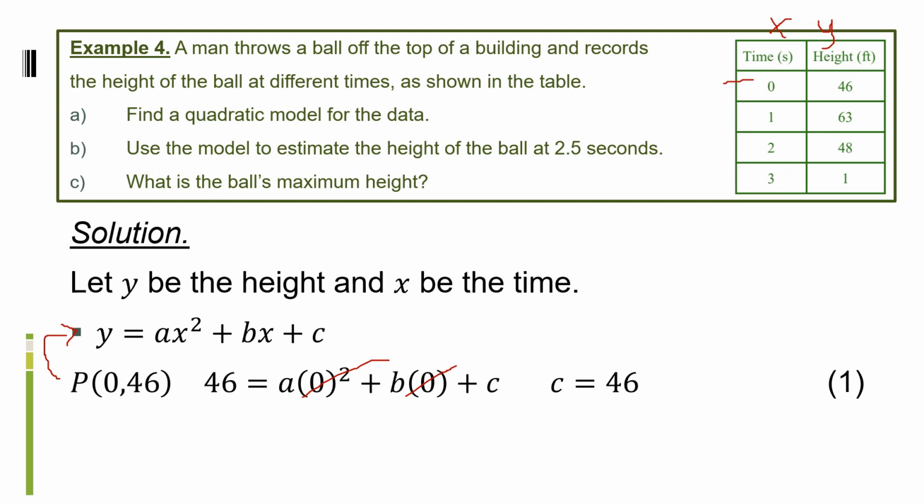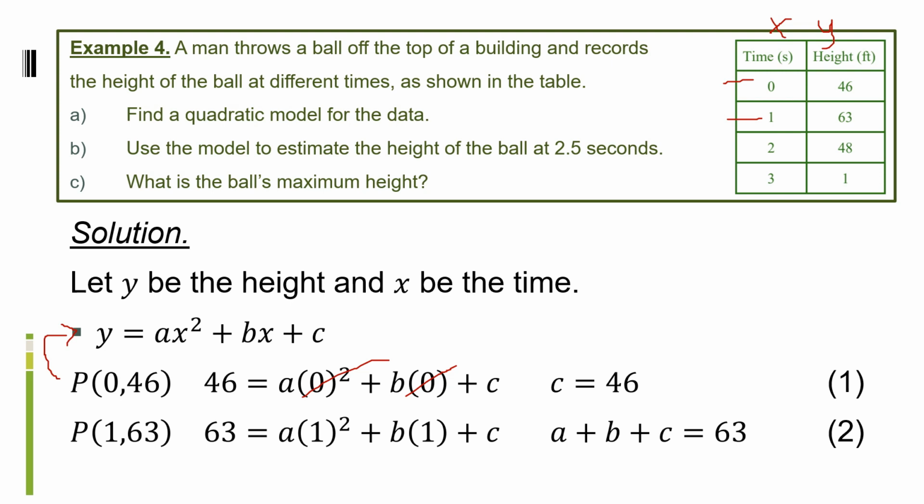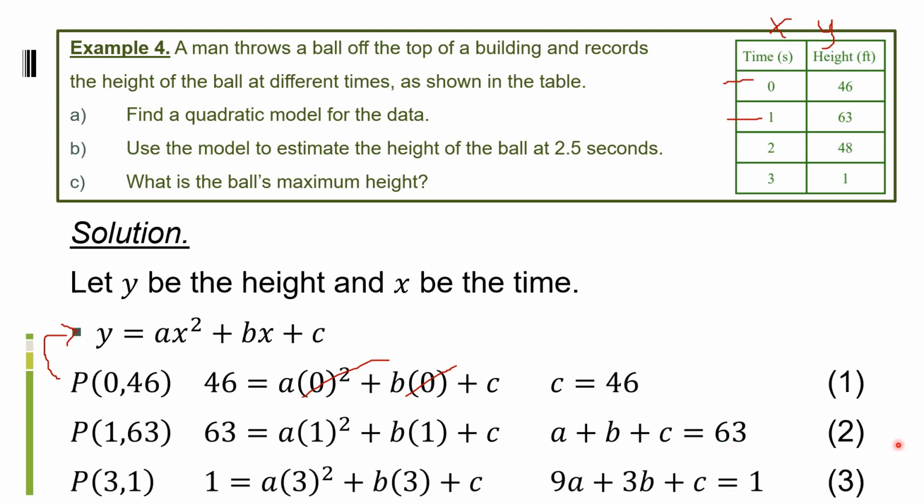Next is, gamitin naman natin yung ito, (1, 63). At (1, 63), so we have 63 equals a times 1 squared plus b times 1 plus c, or that is a plus b plus c equals 63. That is our second equation.